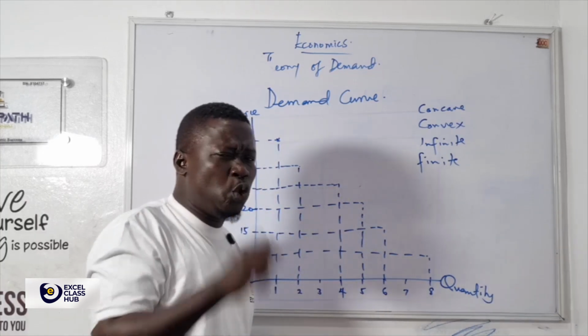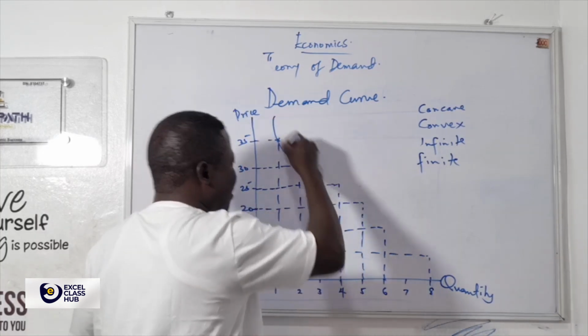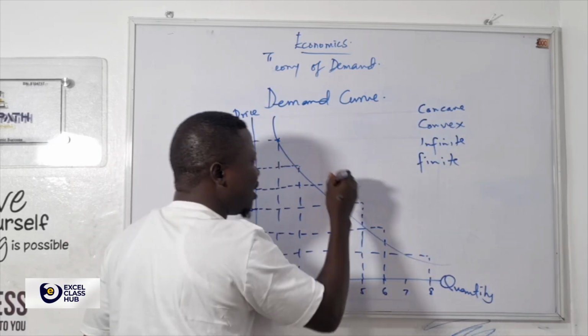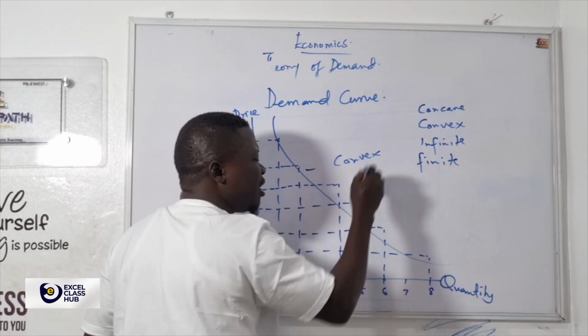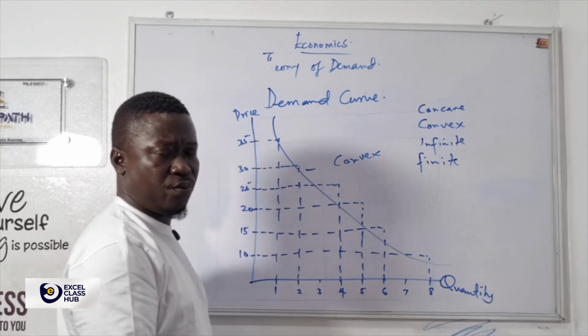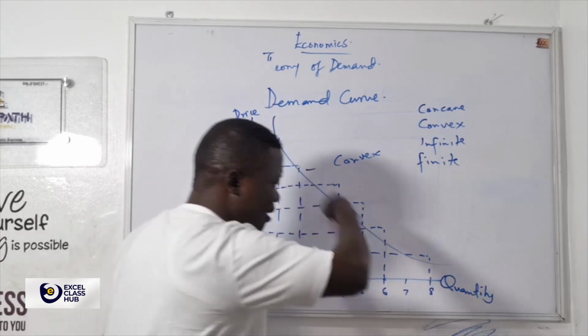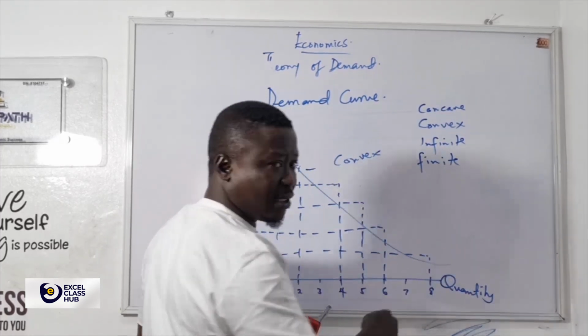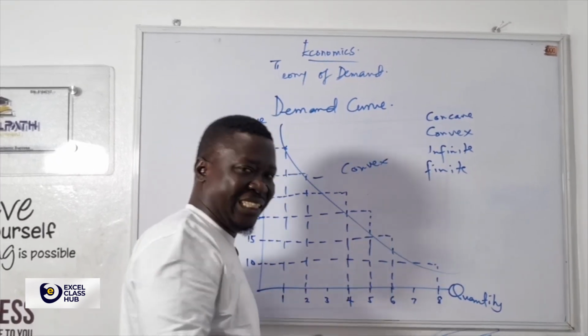As a student, you should know that the curve is like this. It's like this. It means it's convex in nature. The curve is like this, coming from the left down to the right. It means it's convex in nature.